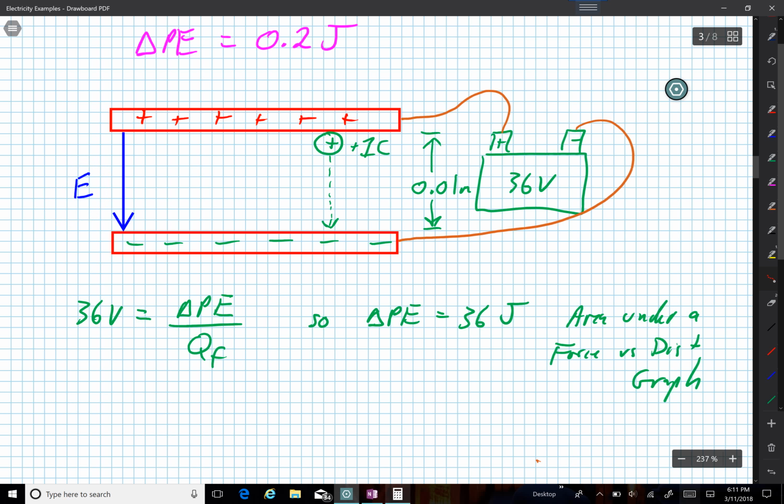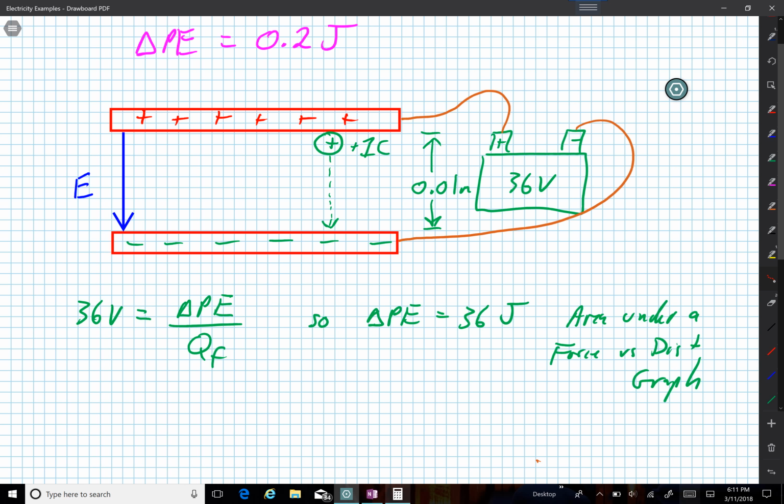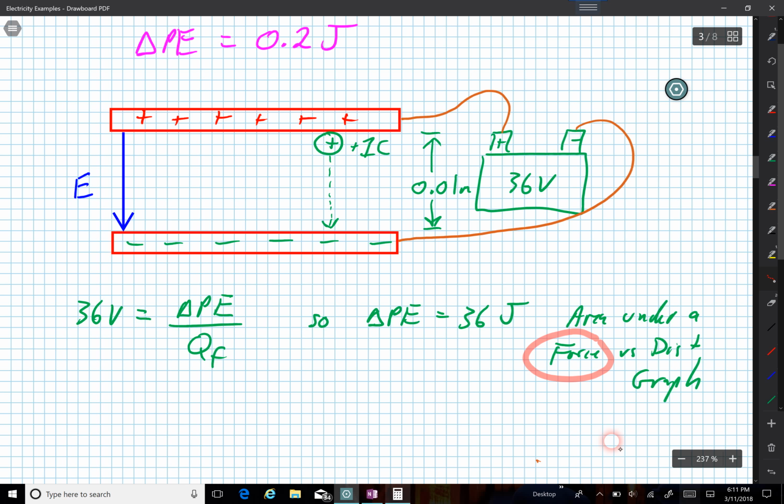An electric field is force on a normal charge. I have a normal charge because I imagined putting one in here for simplicity. And the electric field is the measure of the force on that charge. Well, here's a relationship between the force on the charge and a PE number that I now know, 36 joules.